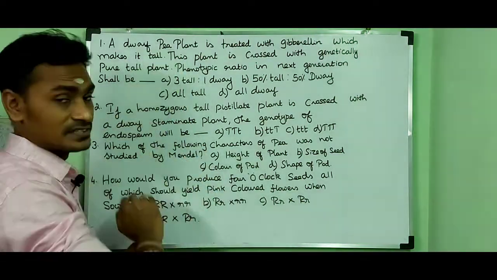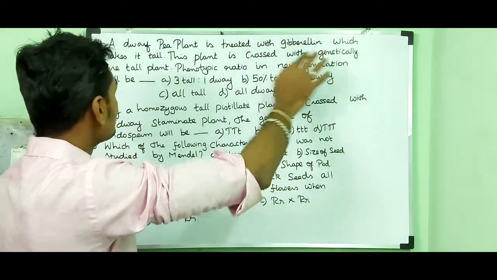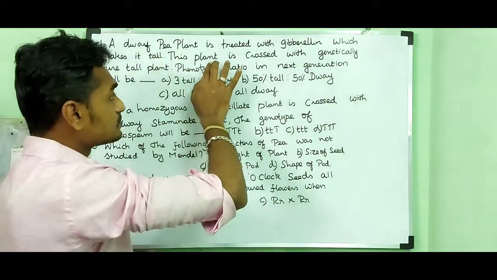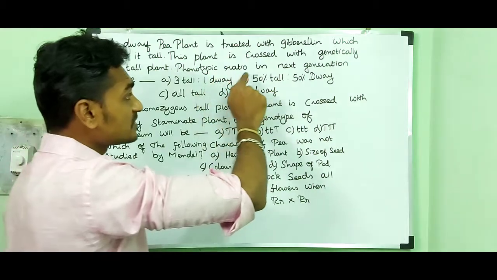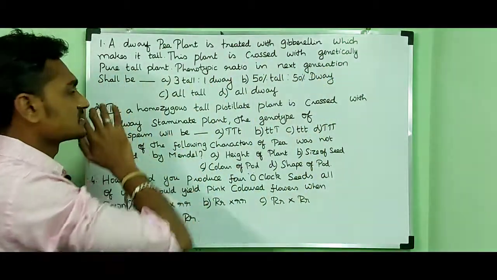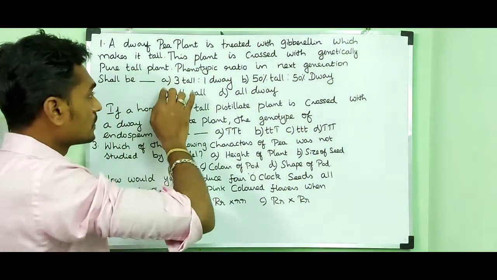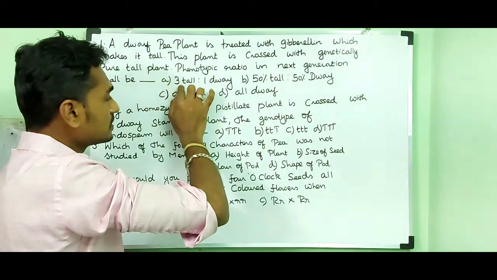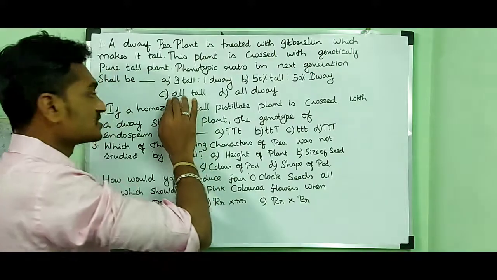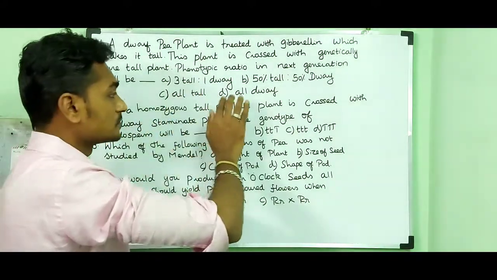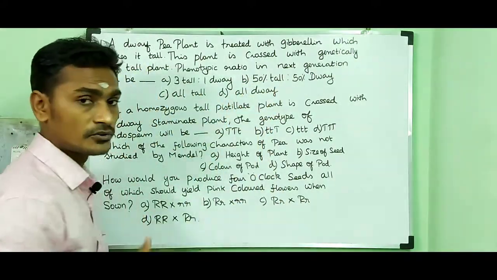A dwarf pea plant is treated with gibberellin, which makes it tall. This plant is crossed with a genetically pure tall plant. The phenotypic ratio in the next generation shall be: option A, 3 tall 1 dwarf; option B, 50% tall 50% dwarf; option C, all the young ones are tall; option D, all the young ones are dwarf.